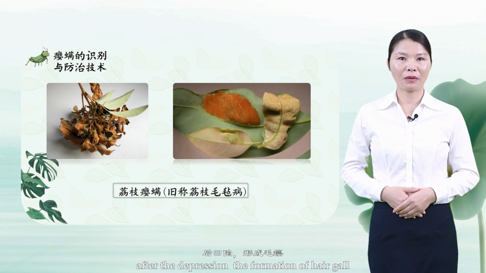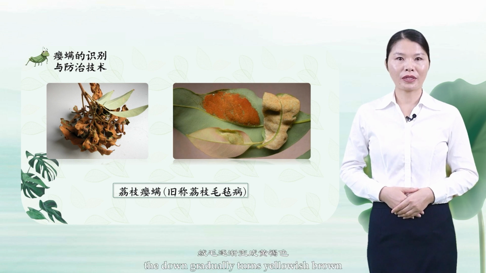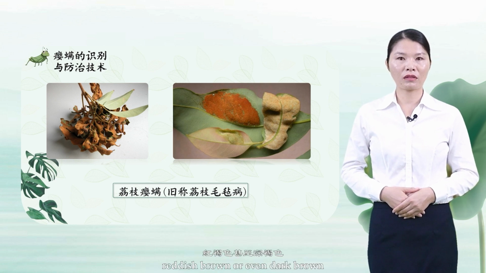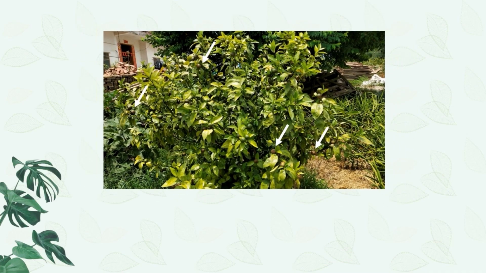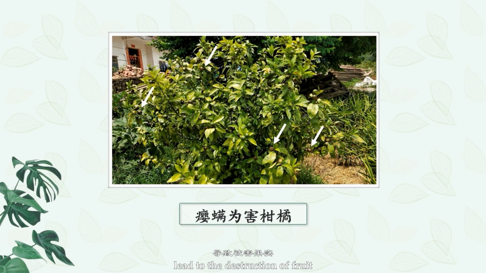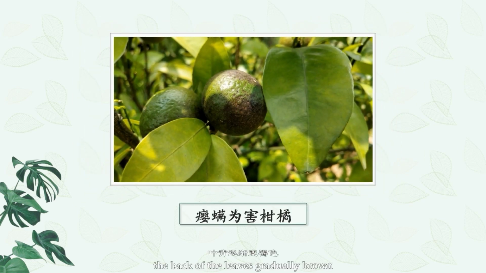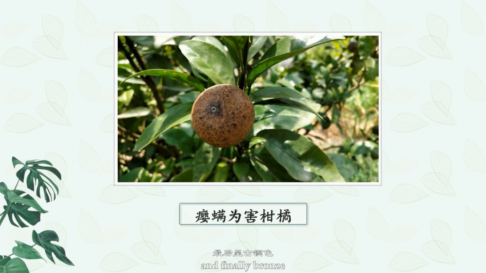After the depression, hair galls form, and gray-white hairs are produced in the gall. The down gradually turns yellowish-brown, reddish-brown, or even dark brown. It's shaped like felt. This gall mite is harmful to citrus, leading to the destruction of fruit. The back of the leaves gradually turns brown, and finally bronze.